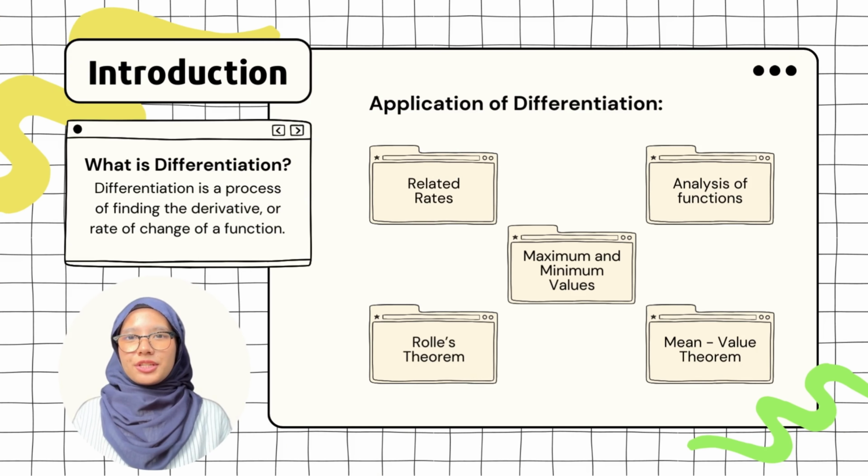What is differentiation? Differentiation is a fundamental process in calculus where we find the derivative of a function representing its rate of change. There are 5 applications of differentiation that we have learned, which are related rates, analysis of functions, maximum and minimum values, Rolle's theorem, and also mean value theorem.